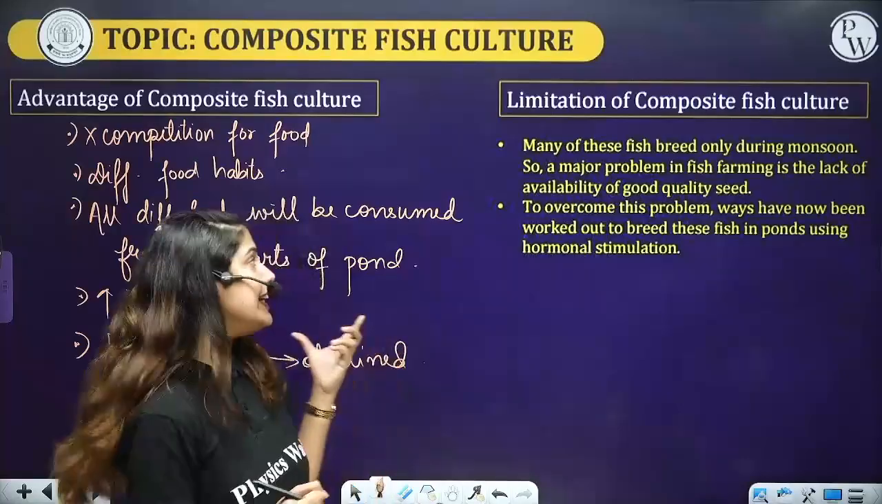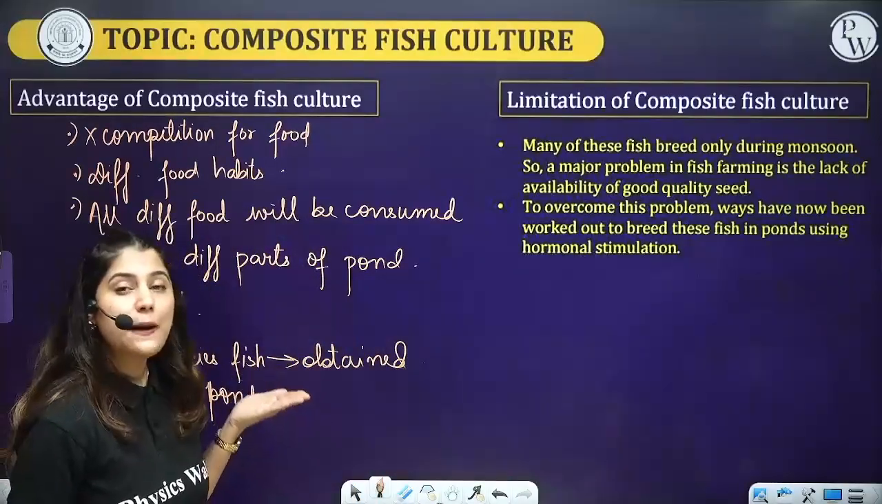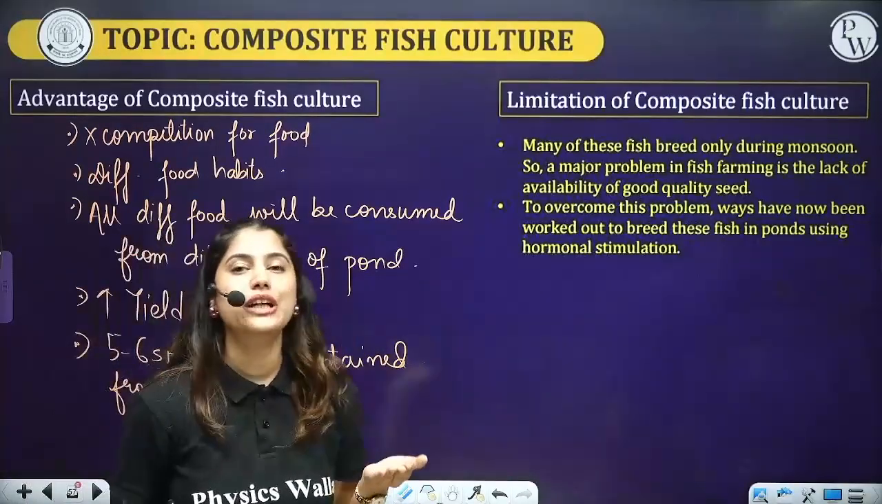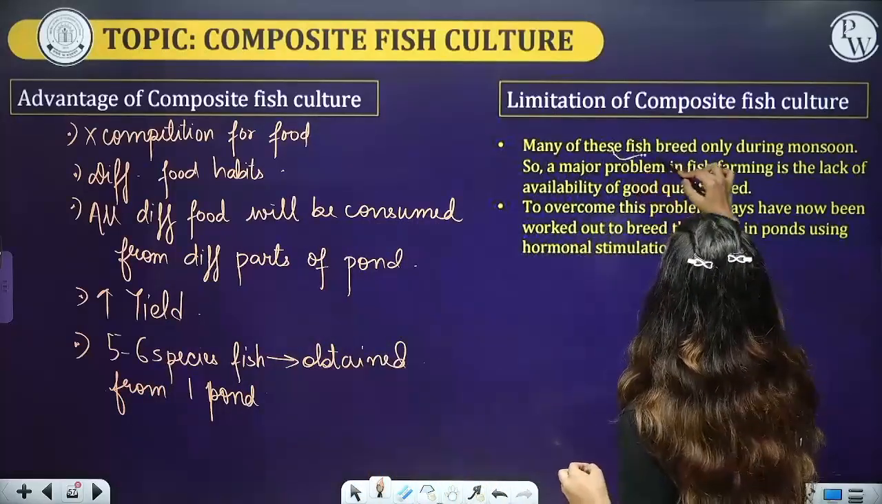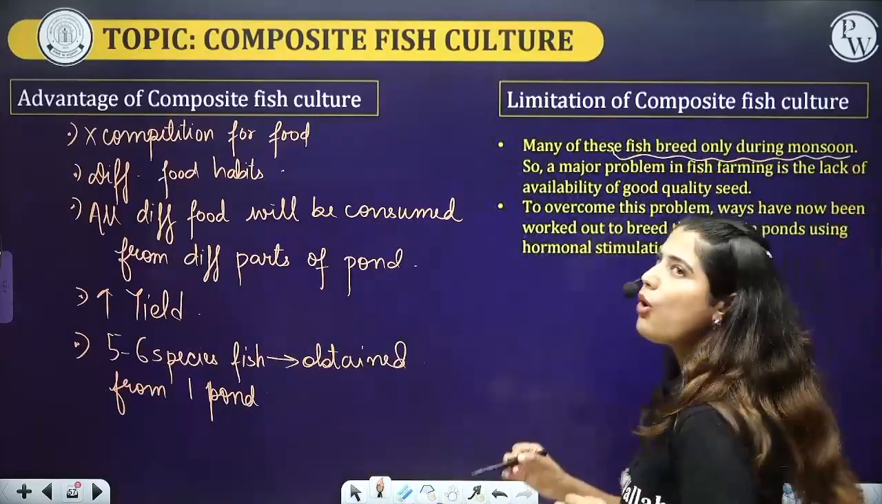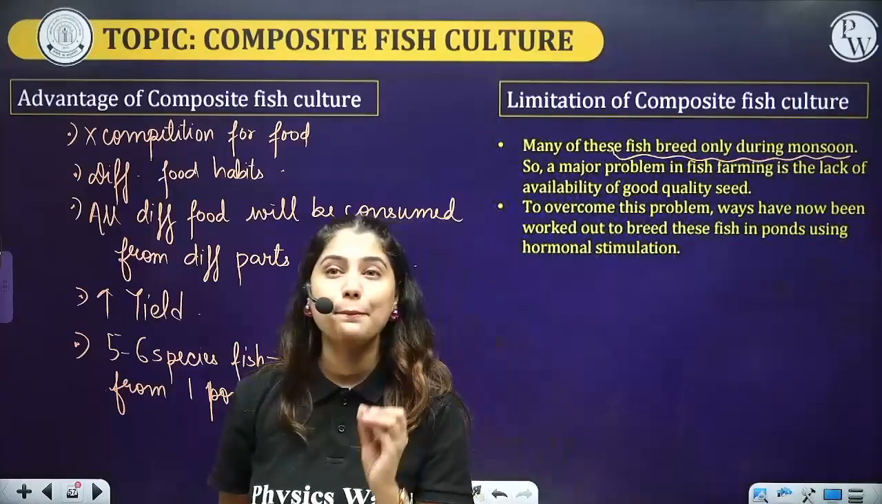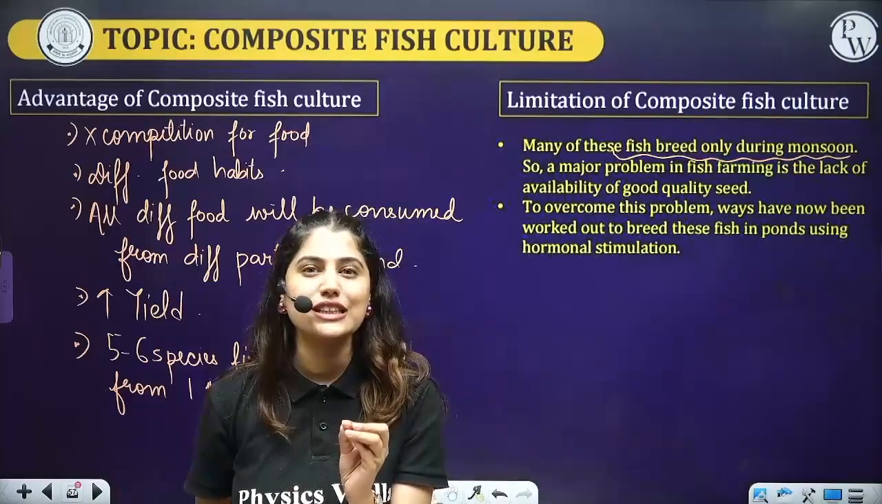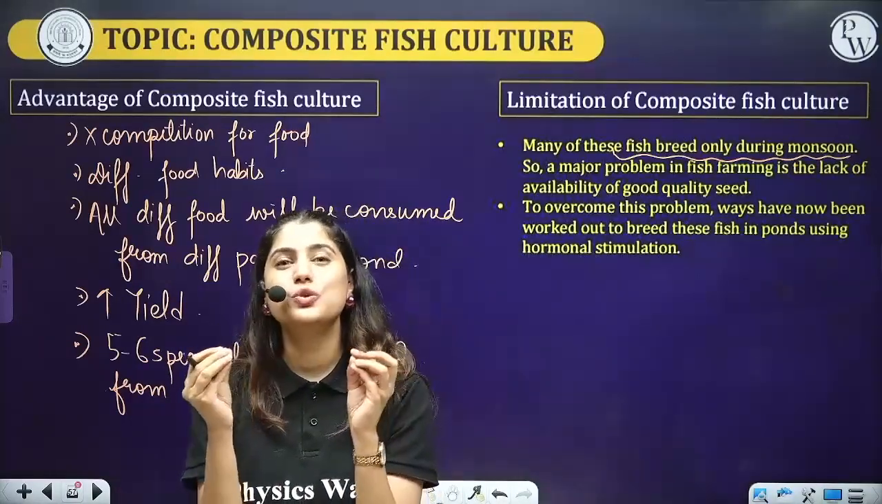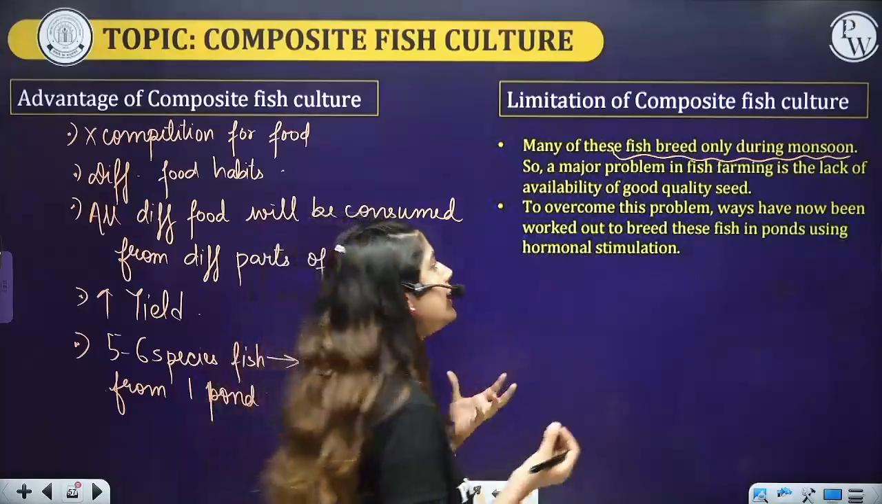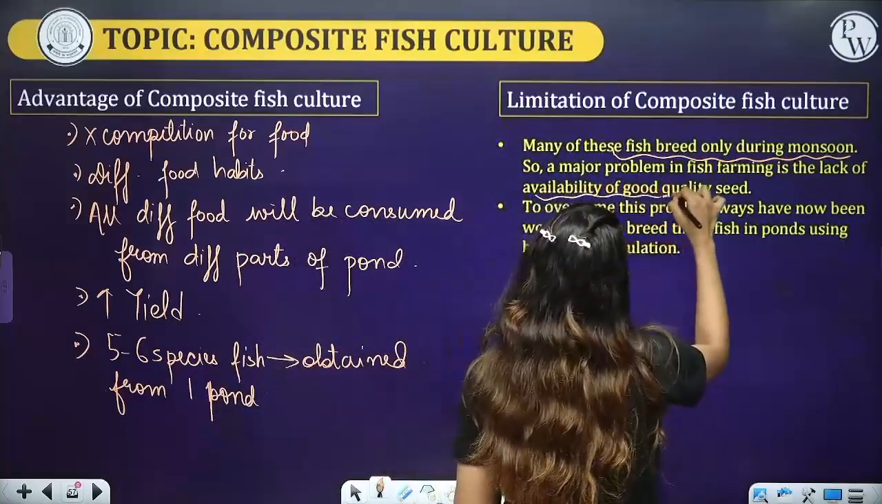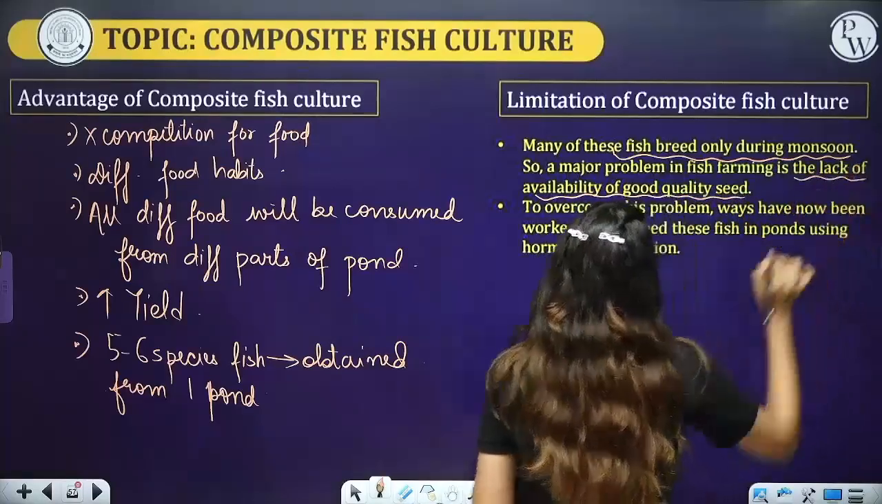These fishes generally breed only during the monsoon season. And since they breed only during the monsoon season, the quality of the seed will not be quite great, right? The quality will not be so great. The lack of good quality seed.